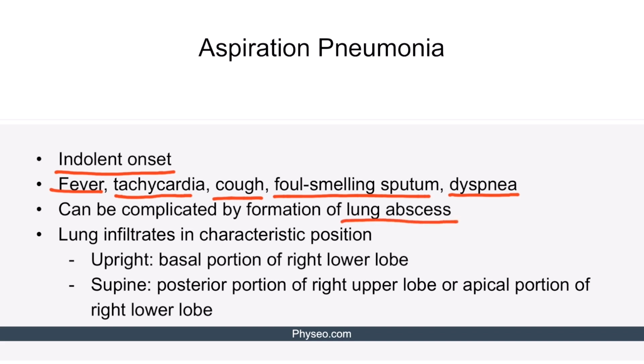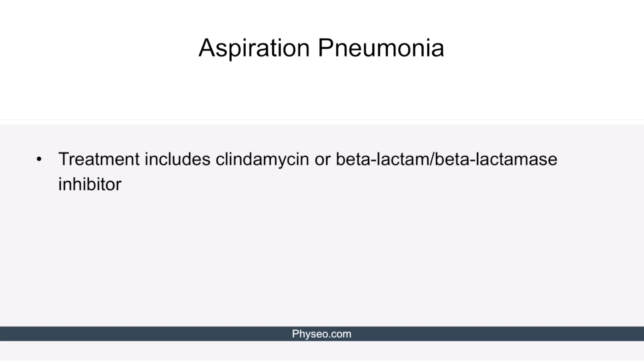Diagnosis is supported by chest X-ray finding of lung infiltrates in characteristic position. When aspiration occurs in upright position, pneumonia occurs in the basal portion of the right lower lobe. In supine individuals, it mostly occurs in the posterior portion of the right upper lobe or apical portion of the right lower lobe. There is no specific treatment regimen. Common antibiotics used empirically are clindamycin or a combination of beta-lactam and beta-lactamase inhibitor.